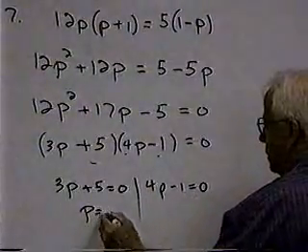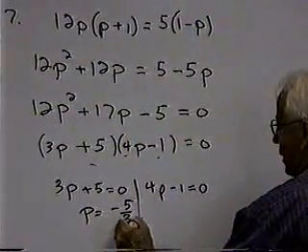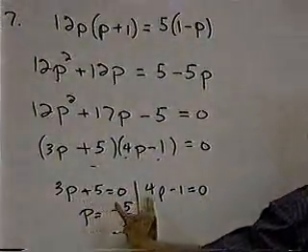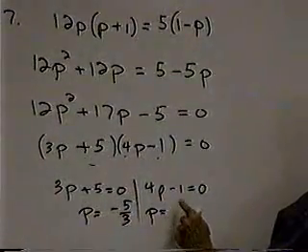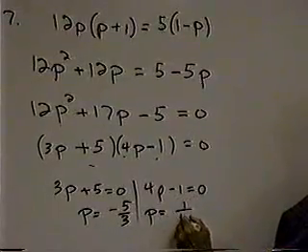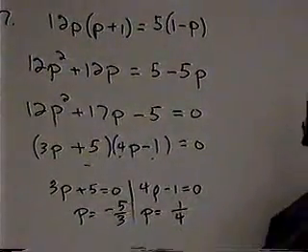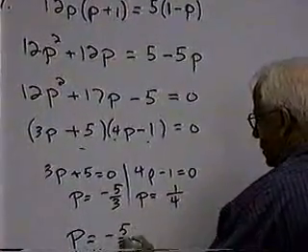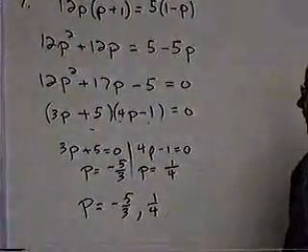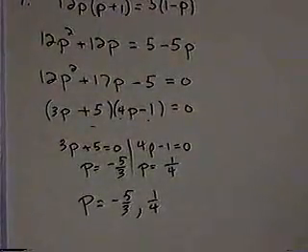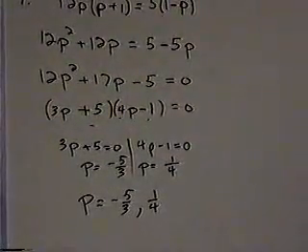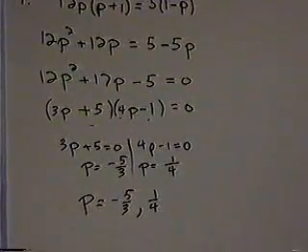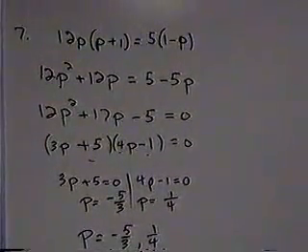So we get p is equal to minus 5 divided by 3. Move the 5 across, divide by 3. So p is equal to, move the 1 across, divide by 4. So therefore our final answer is minus 5/3 and 1/4. The concept is multiply together, move everything to one side, set it equal to 0, factor, set each factor equal to 0, solve for the letter.